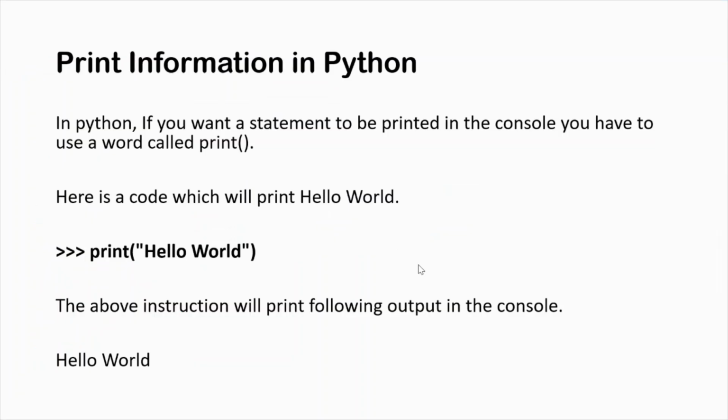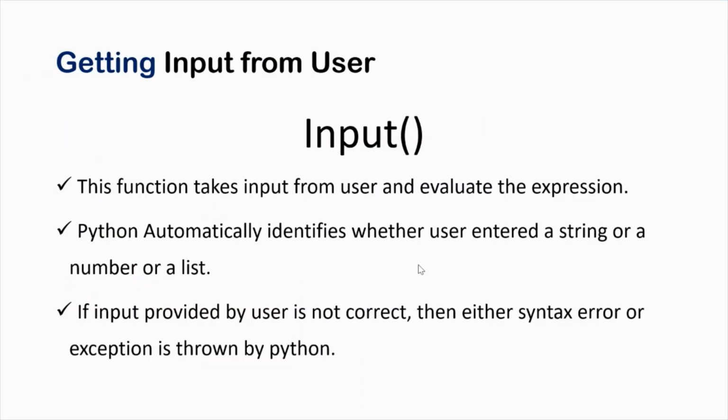Now we will see the next slide. The next slide is getting input from the user, how we can take input from the user. What we have seen in the last slide is how to print something on the screen. Now we will see how to take input from the user. So we need a method called input. This input method takes an input from the user, and then after that it will evaluate the expression. But what is the meaning of expression? Expression means wherever computation is involved.